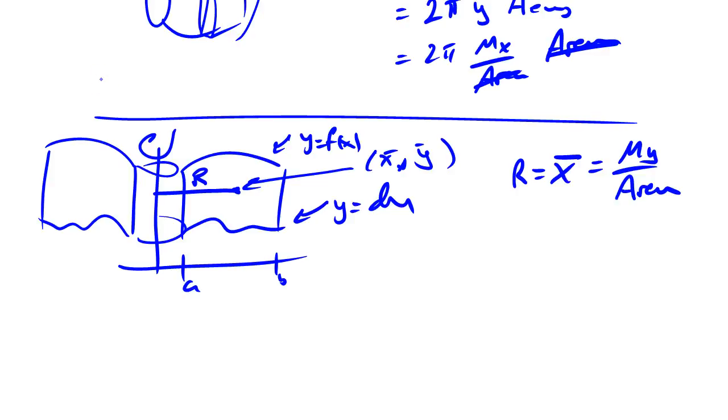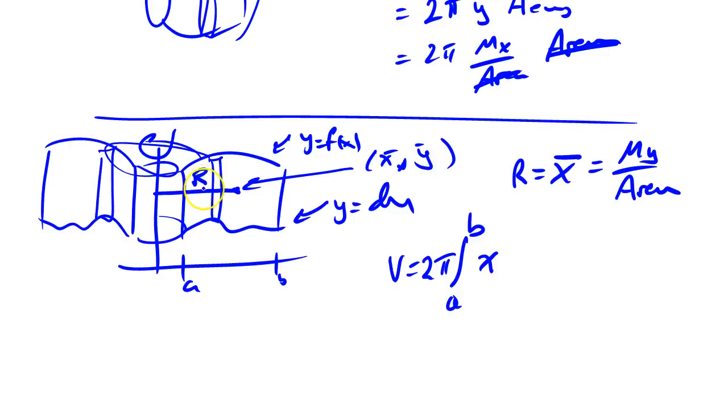According to the shell method, the volume is the integral from a to b of 2 pi x. For each rectangle, we go around like that, so we need 2 pi times a radius, which is just the x value, times a height, which is the top minus the bottom, times the thickness dx. So that's the volume calculation by the shell method.